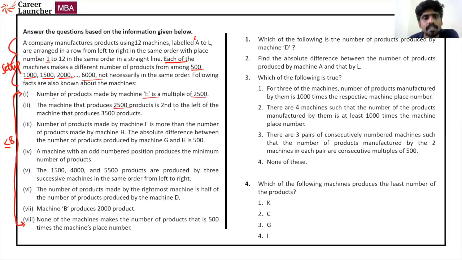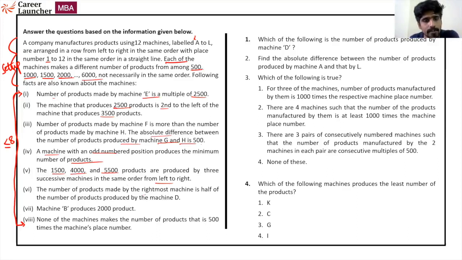So all the points are talking about the number of products made by some machine. E is the machine that produces 2500, second to the left of 3500. All right. The absolute difference between the products produced by machine G and machine H is 500, kind of things. The machine with an odd numbered position produces a minimum number of products. Okay, odd numbered positions, there are 6 machines in odd numbered positions. 1500, 4000, 5500 products are produced by 3 successive machines in the same order from left to right. So a cluster of 3 machines is already given. We have to see where it actually fits in the table.